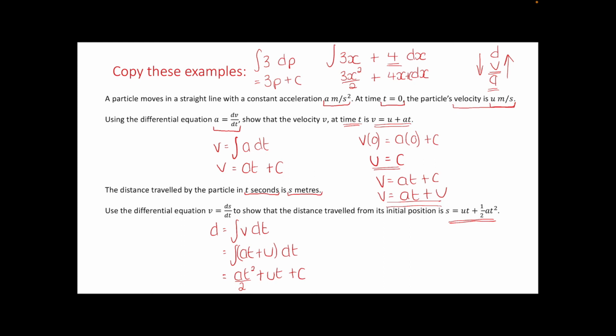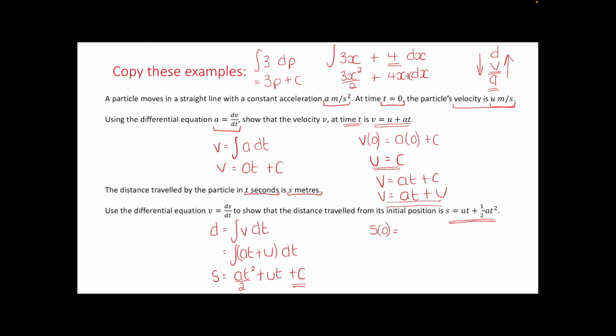So remember, this question is telling us that the distance travelled in t seconds is s metres, so I can now replace my distance by s. So this is our formula so far. We now need to start subbing our values in because it's a differential equation. We need to deal with this plus c. So again, we know that in its initial position, its time must be equal to 0. So similar to the last question, we are looking at what happens when our distance is equal to 0.